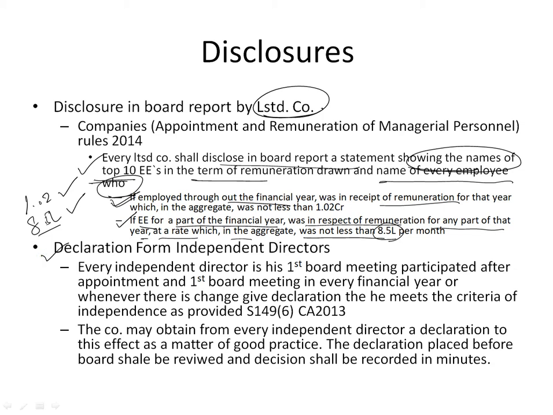Now, declaration by independent directors. Once the independent director has been appointed, on the very first board meeting he has to provide the declaration of his being independent as per the criteria provided. Along with that, in every first board meeting in every financial year, he has to repeat this practice. The company may obtain from every independent director a declaration of their independence as a matter of good practice, and the declaration shall be placed before the board, reviewed, and decisions recorded in the minutes on the basis of their independence.